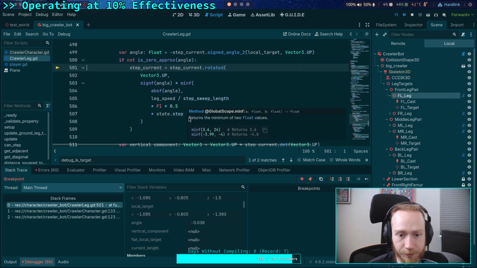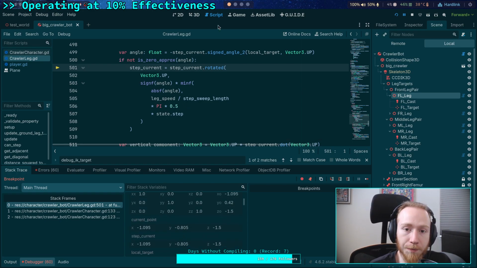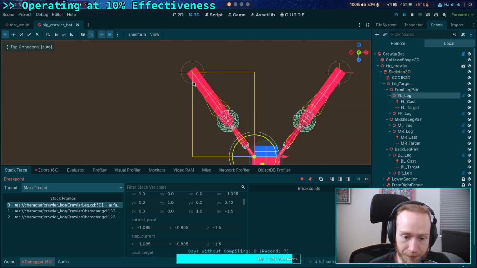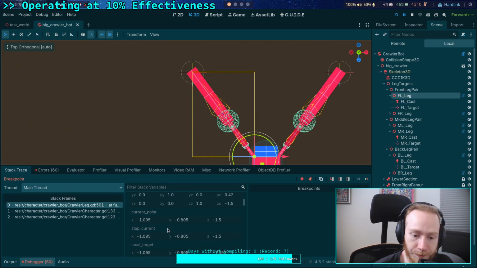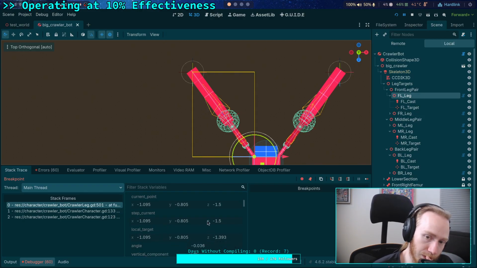About the same thing. So step current. Look at it from the top, and the legs are coming forward like this. I would expect the X value to get closer to 0. Oh wait, that's actually weird. It's like stepping straight forward. Wait, what? Stepping backwards? It's going this way? What?